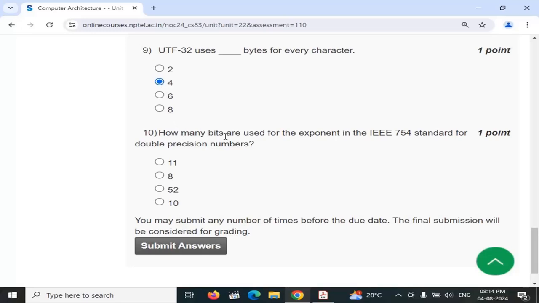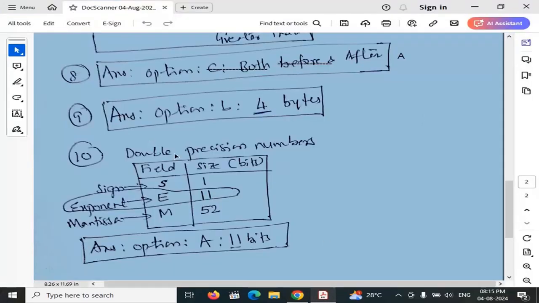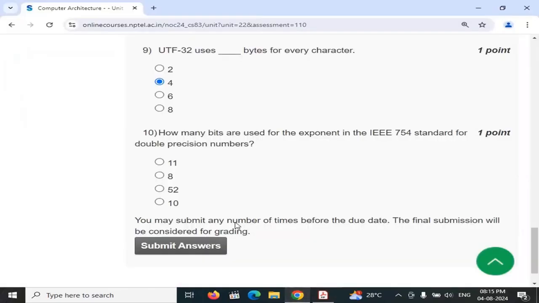Last one: how many bits are used for the exponent in the IEEE 754 standard for double precision numbers? For double precision numbers, the sign field S has 1 bit, the exponent E has 11 bits, and the mantissa M has 52 bits. So the answer is option A, 11 bits. Thank you.